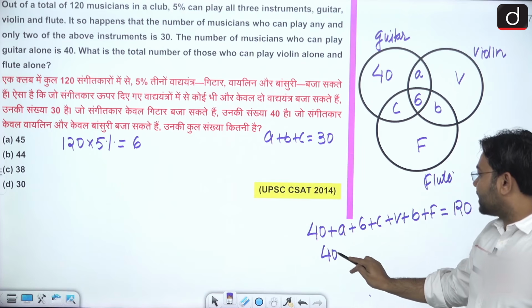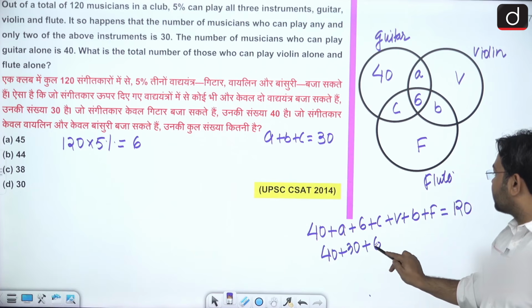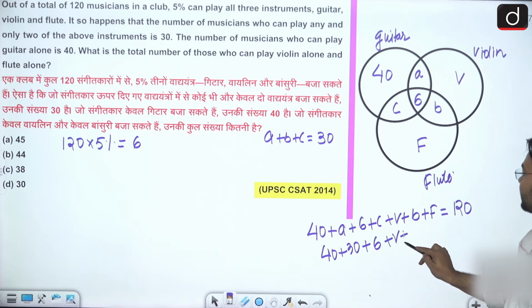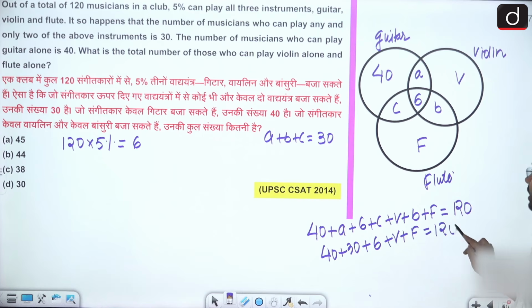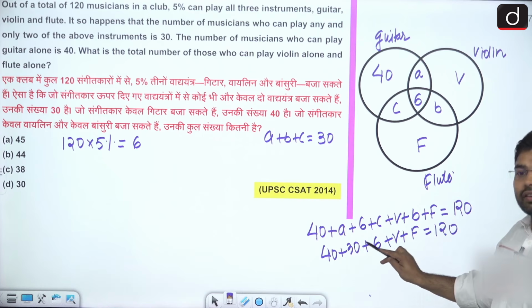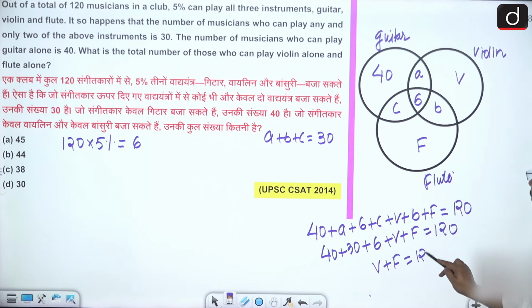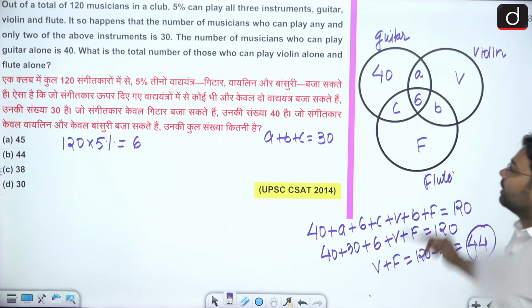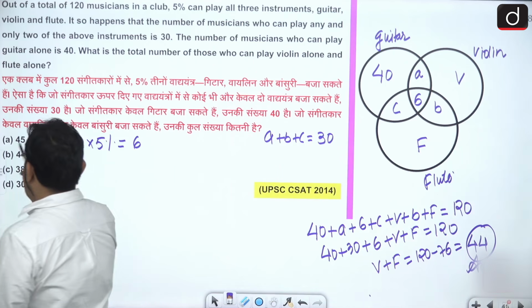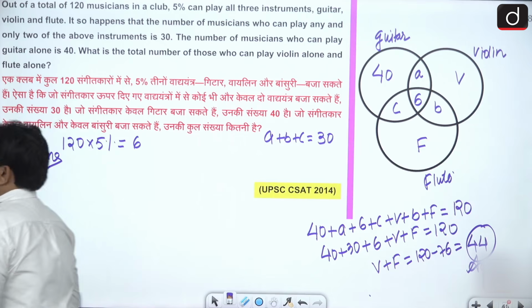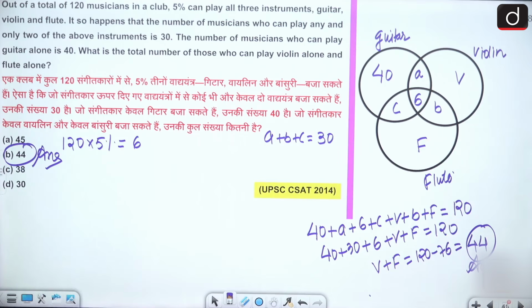So 40 plus 30 plus 6 plus V plus F is equal to 120. This is 40 plus 30, 70, plus 6, 76. So violin plus flute is equal to 120 minus 76, which is 44. So 44 are those who can play alone violin and flute. So the answer is 44. Done.